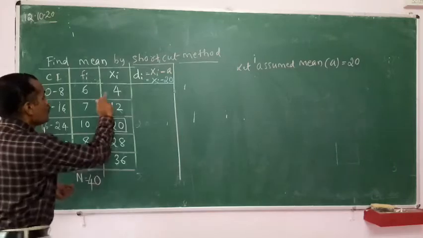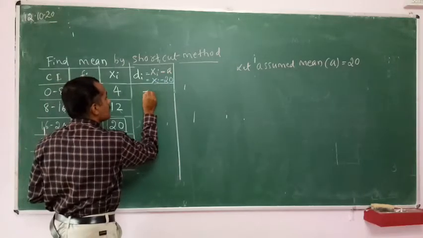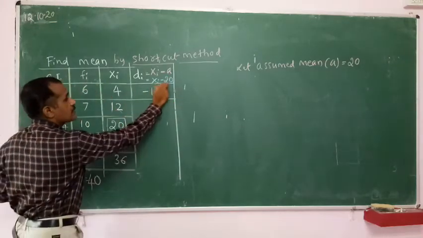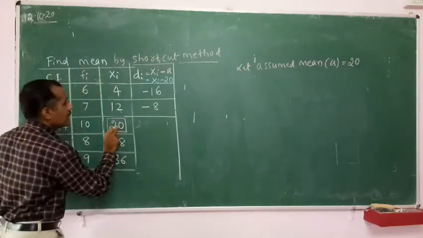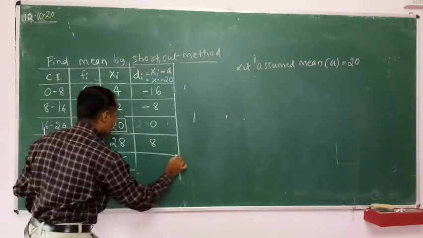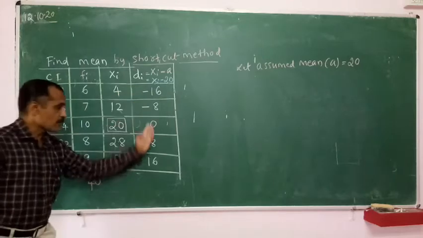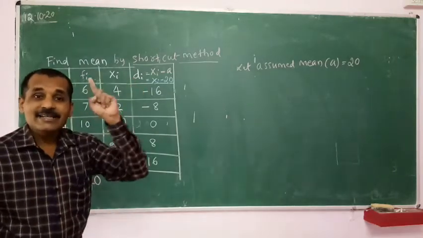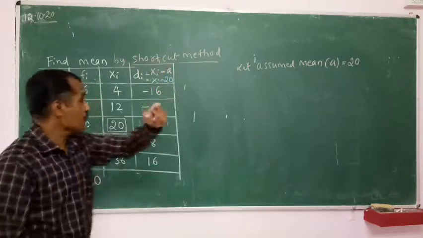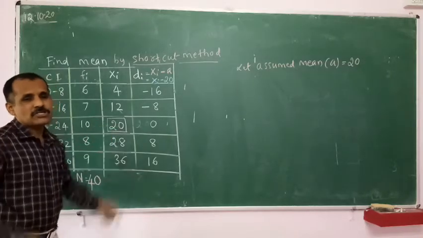Okay, come on. See, xi minus 20. 4 minus 20, the answer is minus 16. 12 minus 20, minus 8. 20 minus 20, 0. 28 minus 20, plus 8. 36 minus 20, the answer is 16. These values are called di values. Di means deviation. Deviation means how far every value is: the difference between this value and this value is called the deviation.